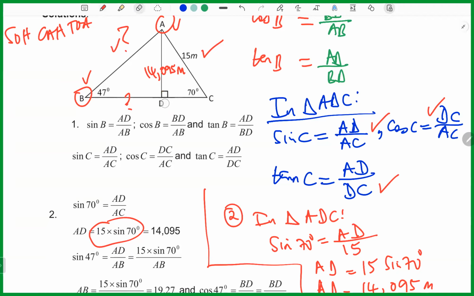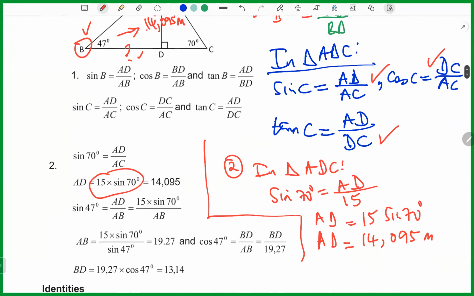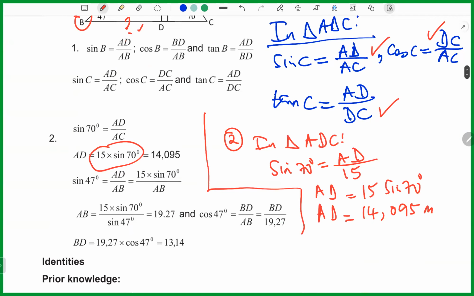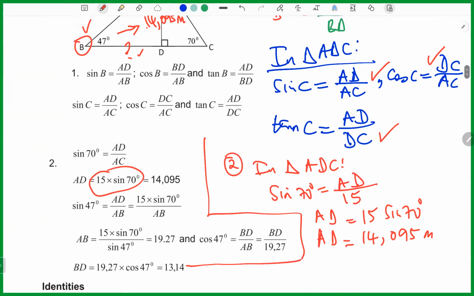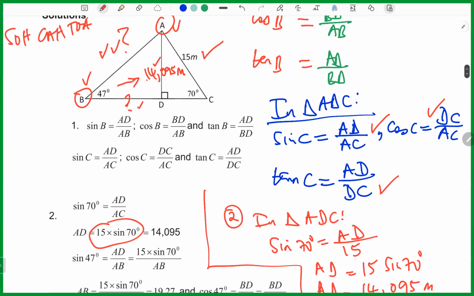After having got AD, we can then find that one, because now we have the opposite side. So this is the opposite side. And then we are also dealing with the hypotenuse, for example, and the adjacent side. So we can use those trigonometric ratios. So we're going to find, for instance, first the length of AD there.